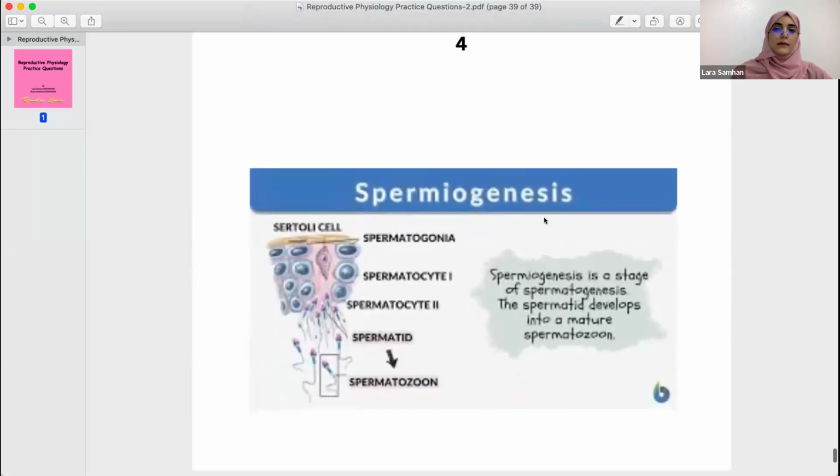So in regard to spermatogenesis, any word that ends with genesis is basically a process that moves from one phase to another phase. As you can see in here, this is the site of the spermatogonia. Then the spermatogonia goes all the way to become a spermatocyte, 1 and 2. And then this spermatocyte becomes spermatid, as you can see here. And lastly, we will have the mature sperm or the spermatozoon. So the spermatozoon is the most mature sperm.